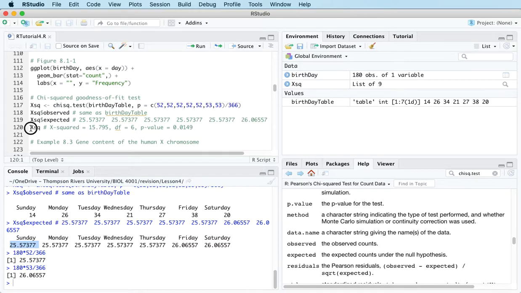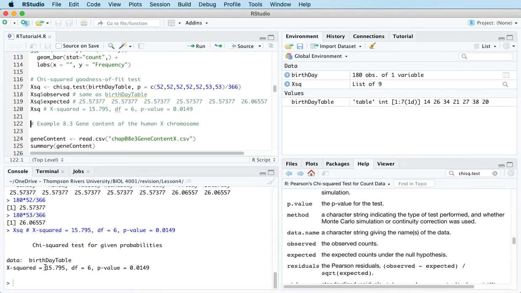So rather than having to do all that calculation by hand, we can just see what the result of doing that calculation is, and R tells us it's 15.795. So that is our test statistic. So that's step 2 of the hypothesis test. Step 3 is to calculate the p-value for this test statistic.